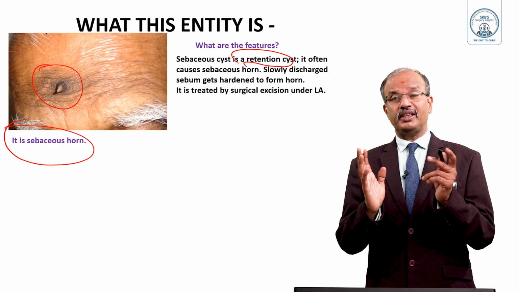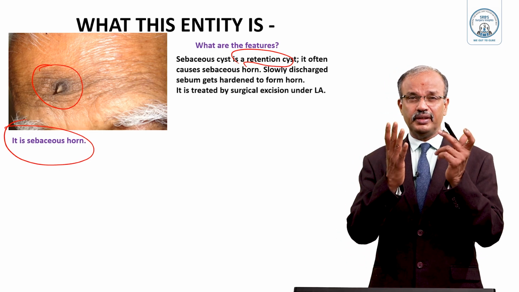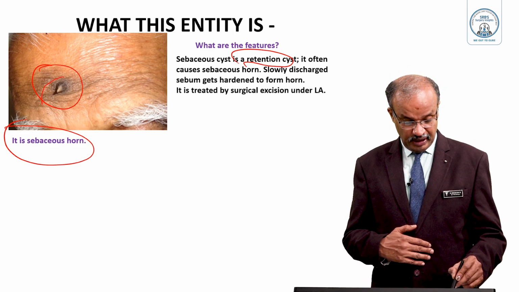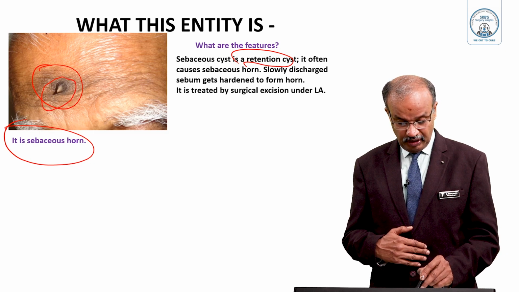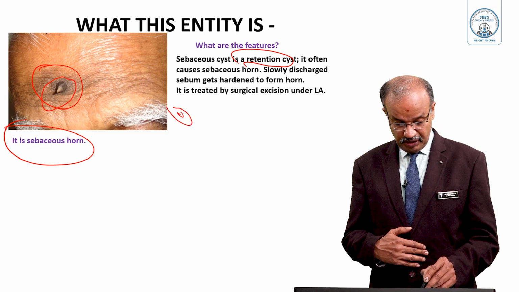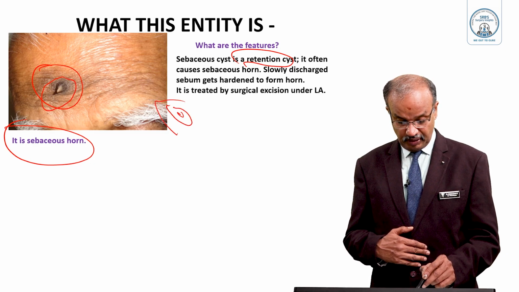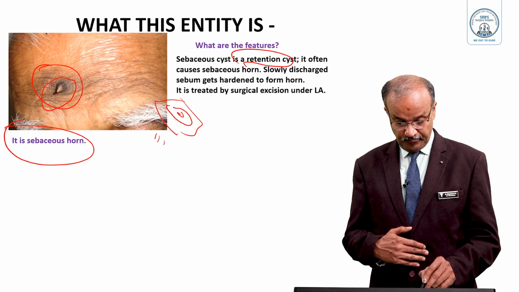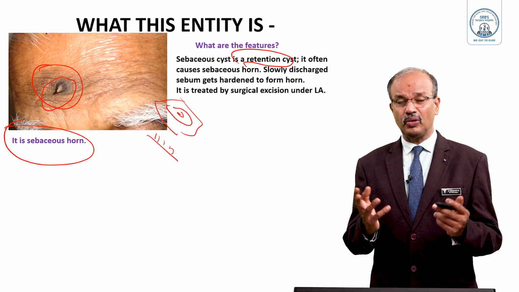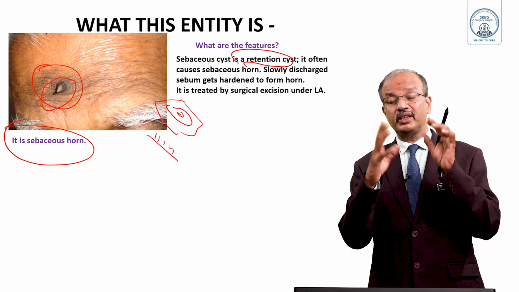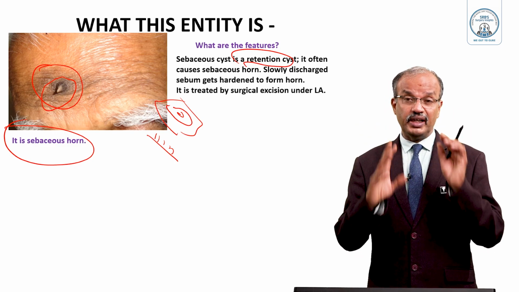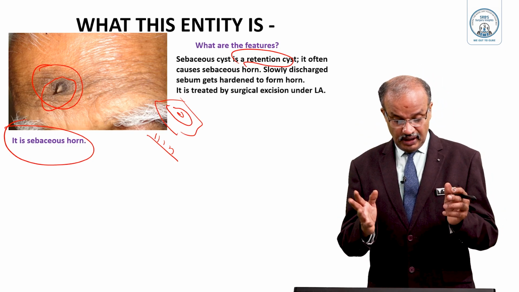It is treated by surgical excision, under local anesthesia. Make an elliptical incision and remove it. If this is a horn, make an elliptical incision, excise it under local anesthesia with a field block, then suture it like this. Unlike a dermoid cyst, where we need excision under general anesthesia and a CT scan and so on, this is not like that. It is simple.